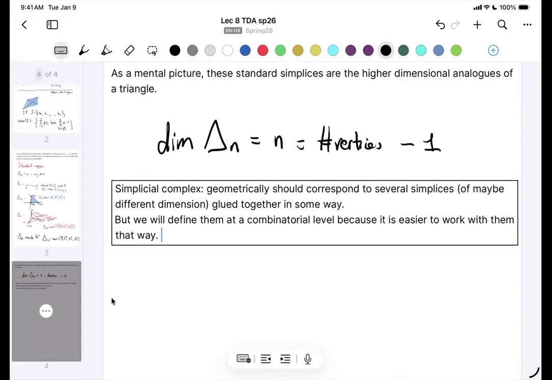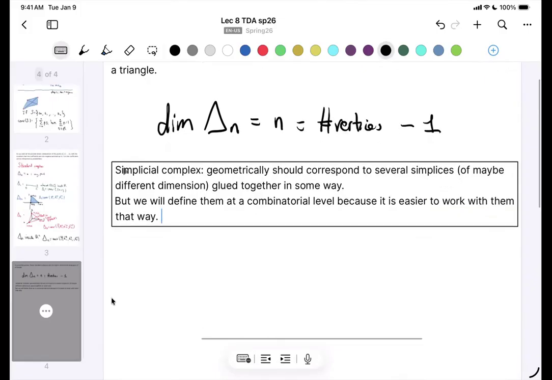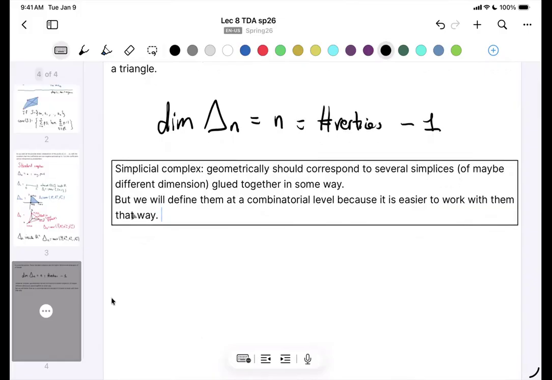If this were a more advanced class, you would prove that every one of these combinatorial definitions has a geometric version, called the geometric realization of the simplicial complex, so that it can be realized as a geometric object. But for our purposes, it's not a very interesting thing to do. It can be shown that if you have a combinatorial object, you are allowed to think of it as a geometric thing. We'll just take that for granted, but it is possible to show that.